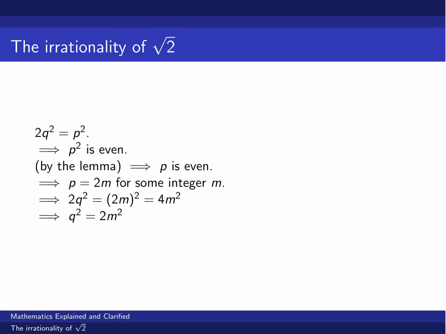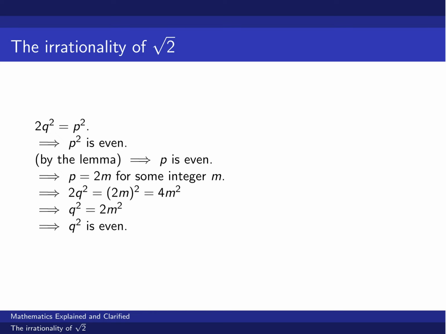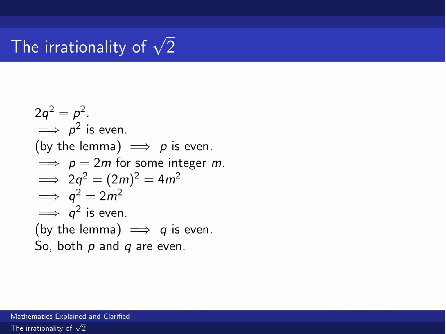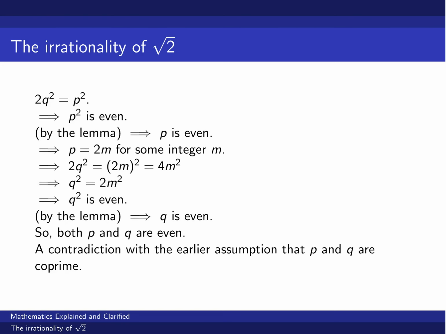So it means that q squared is equal to 2m squared, like we divided both sides by 2. But this means that q squared is even. And now we can apply again the lemma and get that q is even. And this means that both p and q are even, and this is a contradiction with our earlier assumption that p and q are coprime. So this concludes the proof.